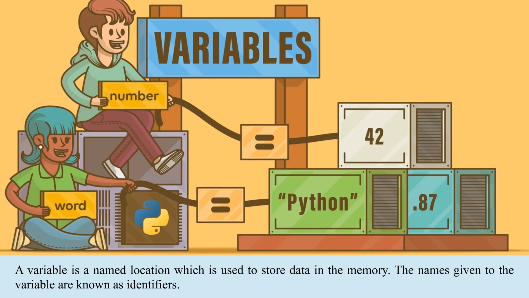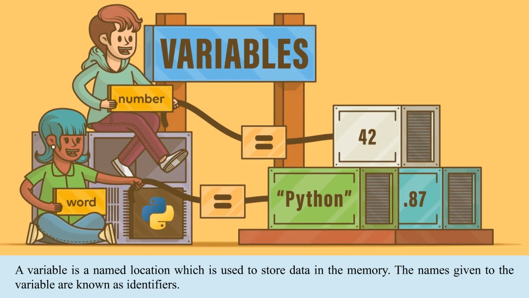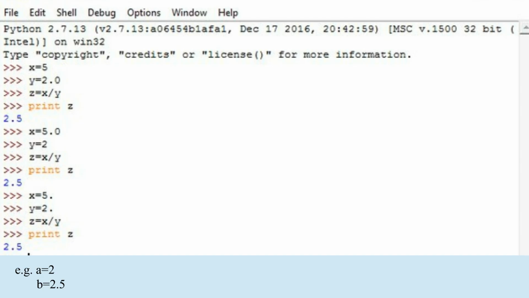Variables. A variable is a named location which is used to store data in the memory. The names given to the variable are known as identifiers.